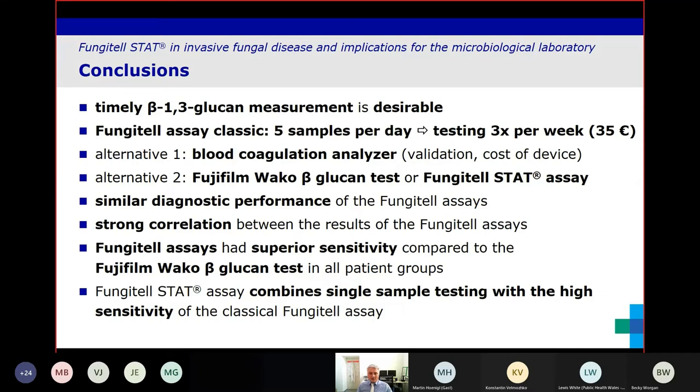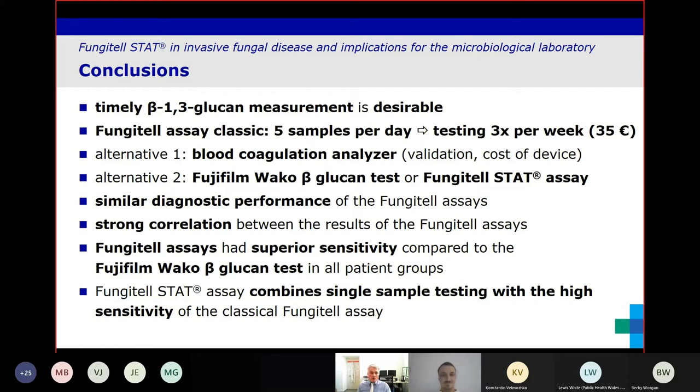In my opinion, and probably most of the clinicians agree with this, timely beta-1,3 glucan measurement is desirable. And this is achievable with the classic Fungitell assay if you have enough samples you can test per day. 5 samples per day enables you to test around 3 samples per week, and you can increase the frequency of the testing if you have more samples. An alternative, if you have fewer samples, is you buy an expensive blood coagulation analyzer, you do the validation, and then you can test daily.